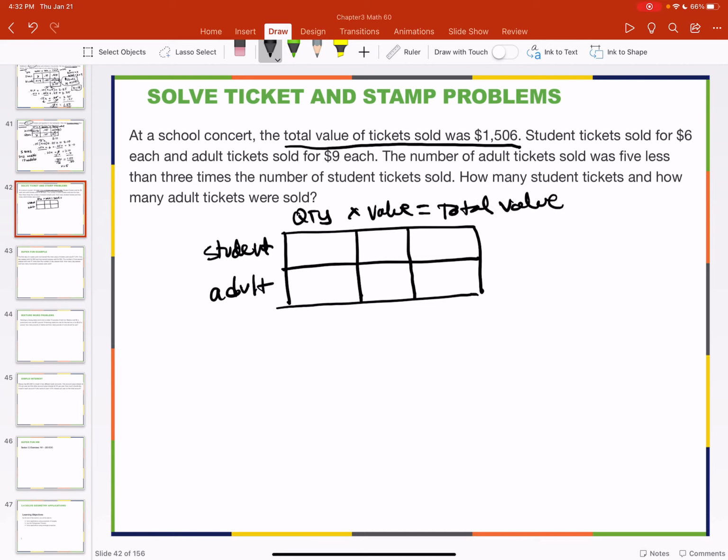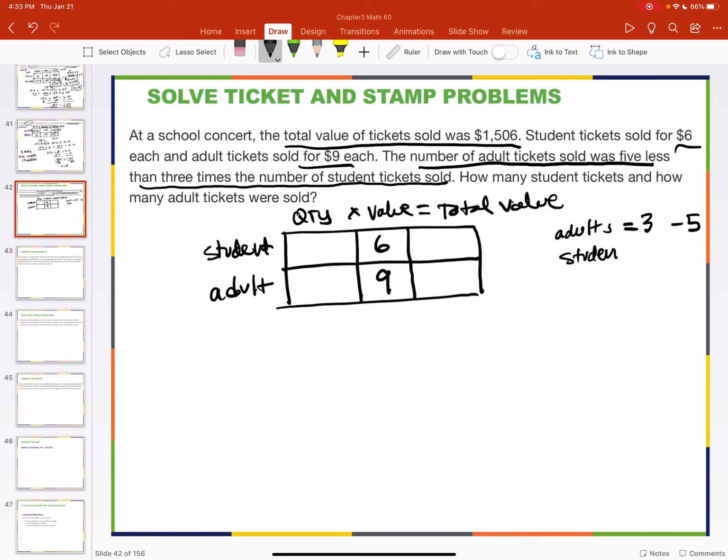Same thing. We use the same thing, okay? So we have $6 each, $9. So they're giving us student tickets and they're giving us adult tickets, okay? And then they say the number of adult tickets sold was 5 less than 3 times the number of student tickets sold. Okay, so let's take that apart. So the number of adult tickets was 5 less than 3 times the number of student tickets. We don't know what the number of students' tickets is. So we let that be X, okay?